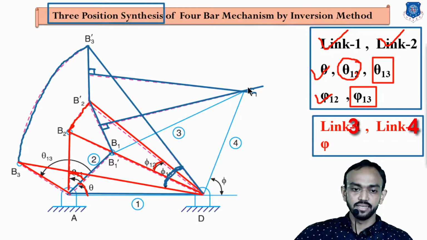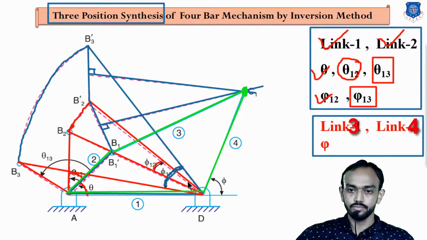C, and this C point is the end of link number 3 and link number 4, which we have obtained. So it is all about obtaining this C point. When we get this C point, we have to connect this with the end of the second link and the first link, and that's how we get the total 4-bar chain mechanism completely.